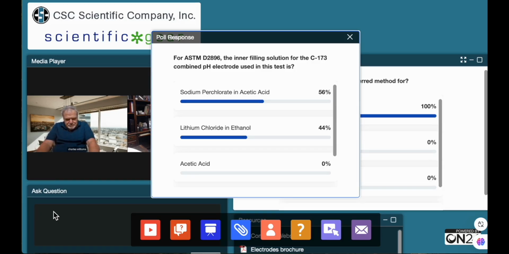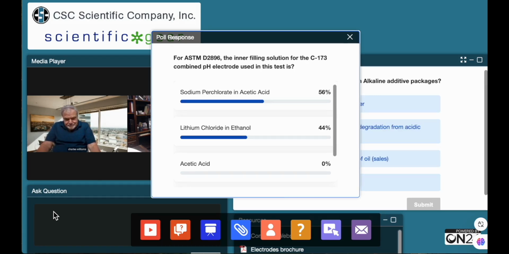100% in-service oils and used oils. That is correct. Folks, we only have a few more questions, so stick with us, okay? That is the correct answer. ASTM D4739 is for in-service oils and used oils. Good answer.